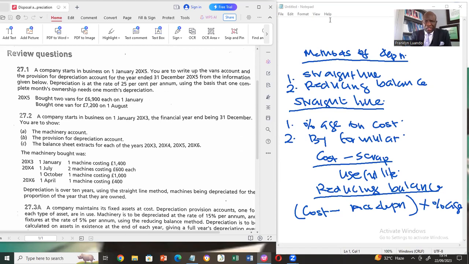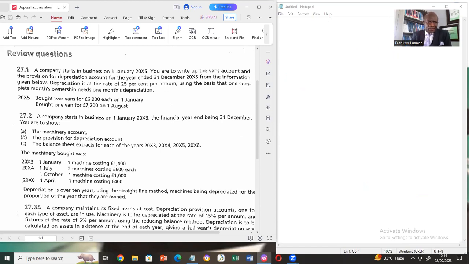27.1, we have a question there. The question is, a company starts in business on 1 January 20X5. You are to write up the van account and the provision for depreciation account for the year ended 31st December 20X5 from the information given below.